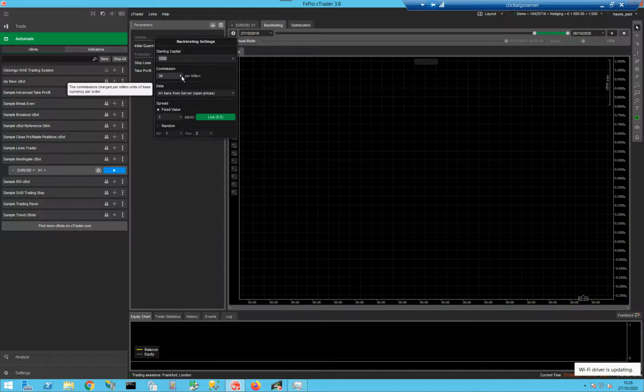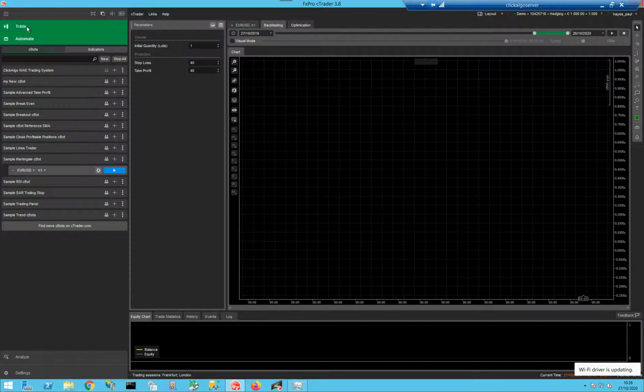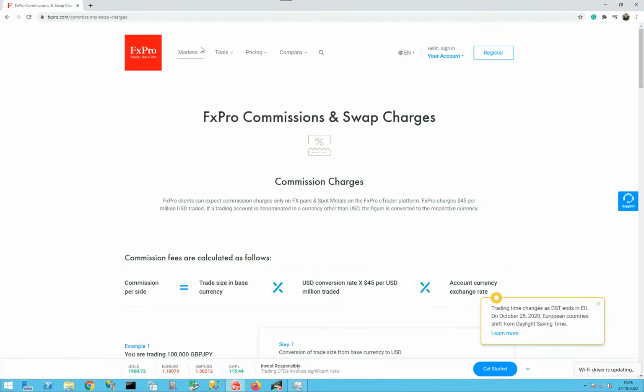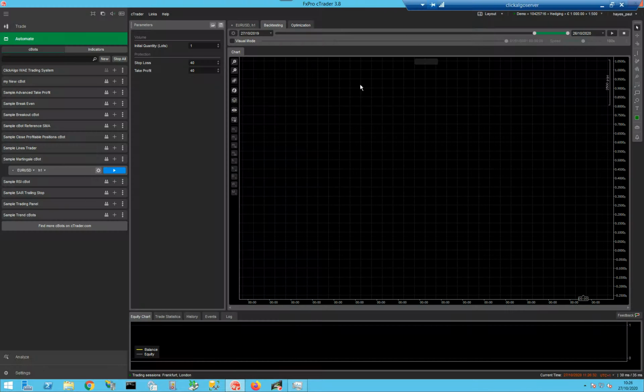So where it says commission per million, this is the commission that the broker charges. Because this trading platform is FX Pro, you have to go to the FX Pro website. If it's IC Markets, you go to the IC Markets website, and you can find the commission charges that they use. In this case, FX Pro charges $45 per million USD traded, okay, which would be $4.5 per 100,000 volume. So in this case, on here, you just select 45 per million.